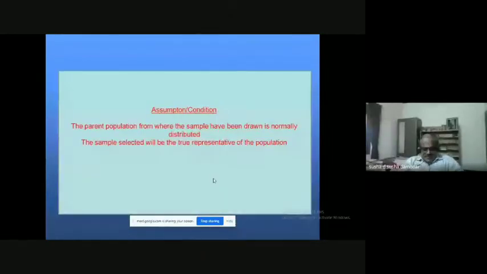So there are two conditions or assumptions upon which sample is drawn from the population. The parent population from where the sample is drawn is normally distributed. That is a very, very important condition. When you select a sample from the population, this condition must be kept in mind. And the sample selected will be a true representative of the population. Sample is basically the representative of the population. These are the two assumptions upon which we draw a sample from the population.